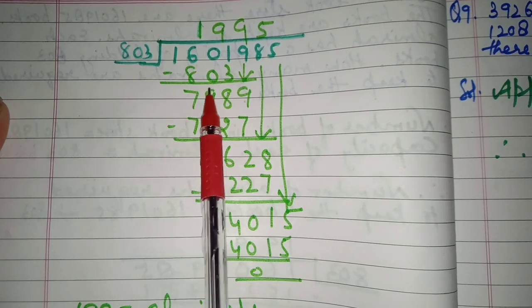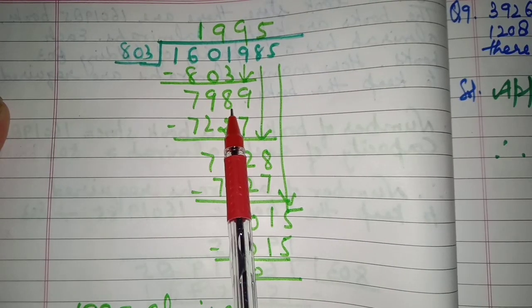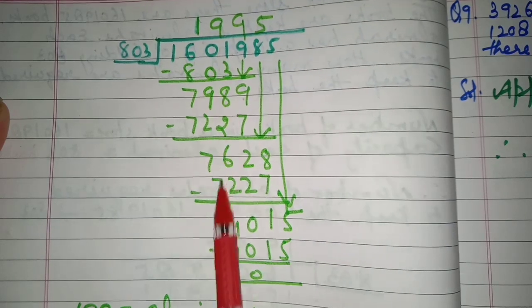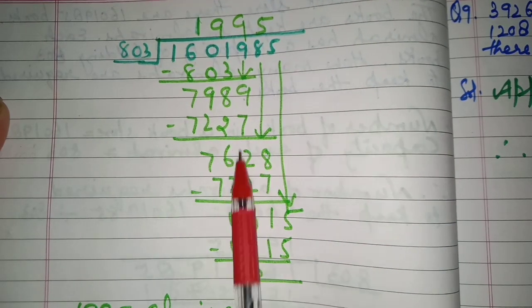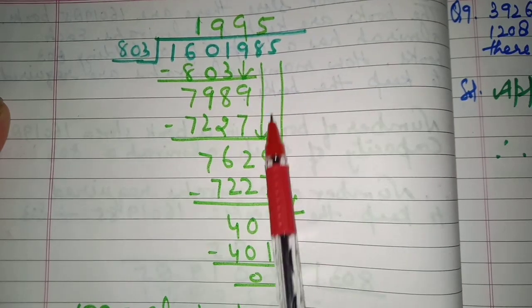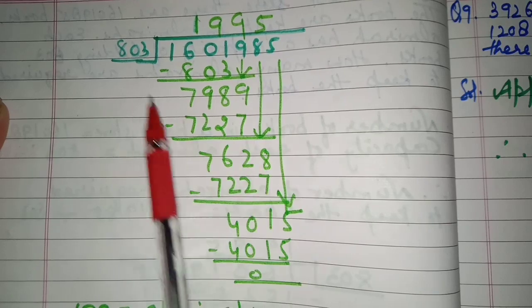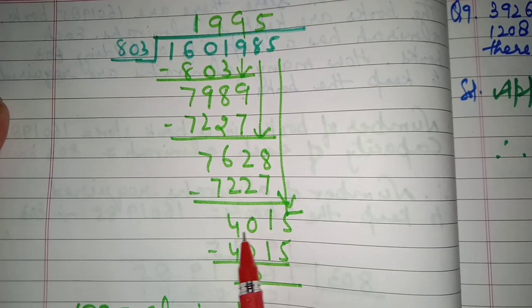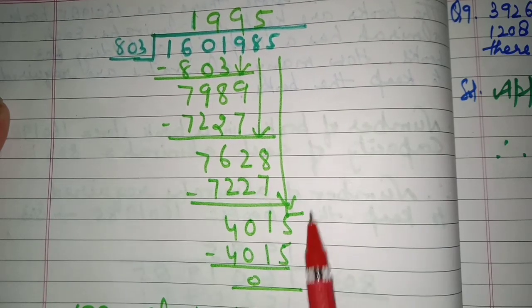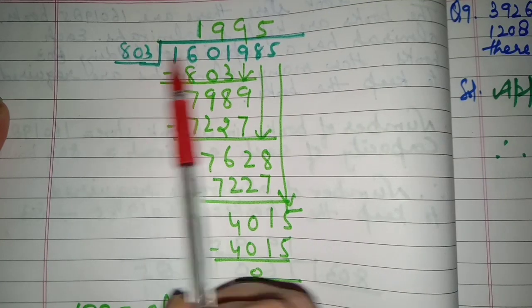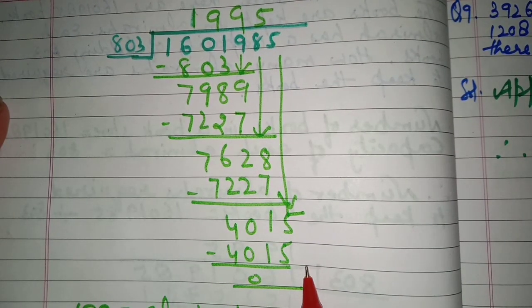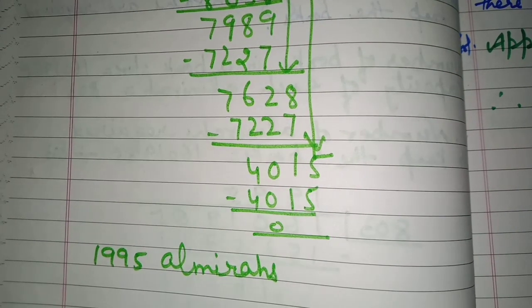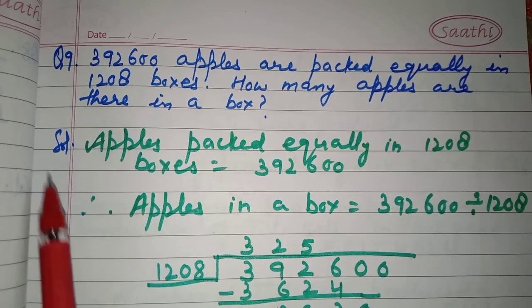So, 803 ones are 803. After subtraction, you will get 798. Now, bring down this 9 here. This is our new dividend. Now 803 nines will be 7,227. After subtraction you will get 762. Bring down this next digit 8 here. This is our new dividend. Again 803 into 9 will be 7,227. After subtraction you will get 401. Now bring down this last digit 5 here. At last 803 into 5 will be 4,015. It means how many almiras are there? 1,995 almiras.